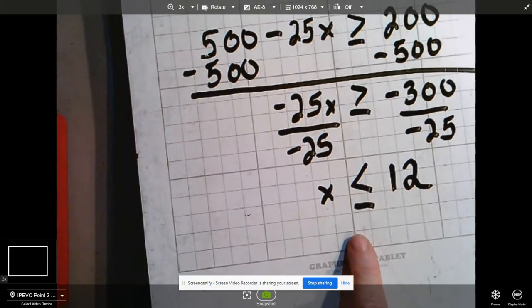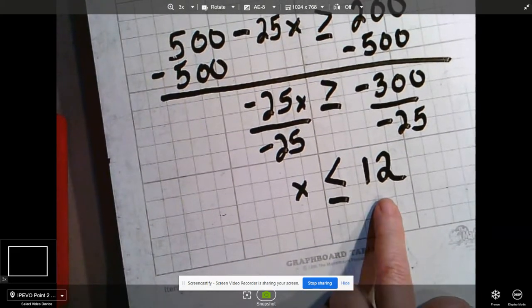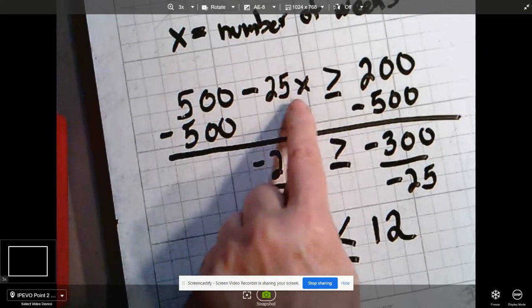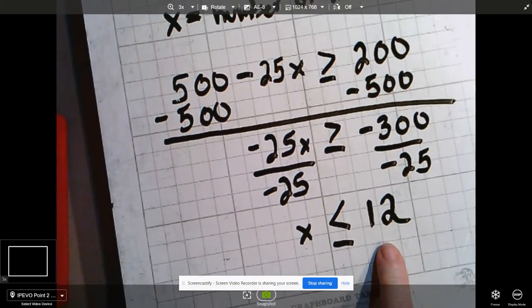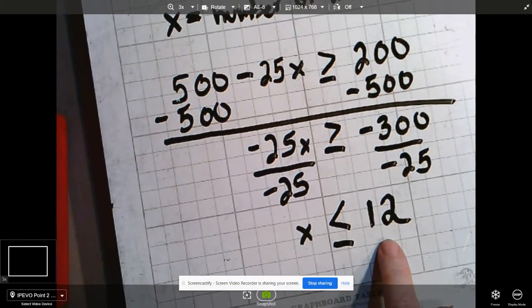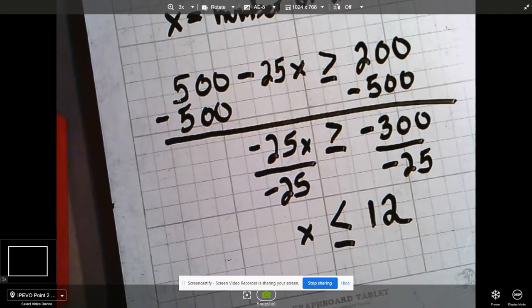So I know that the solution to this is x will have to be less than or equal to 12 weeks, which means if she wants to have at least $200 left, she can't be spending money for more than 12 weeks. She has to do it for less than 12 weeks. Let's take a look at another one.